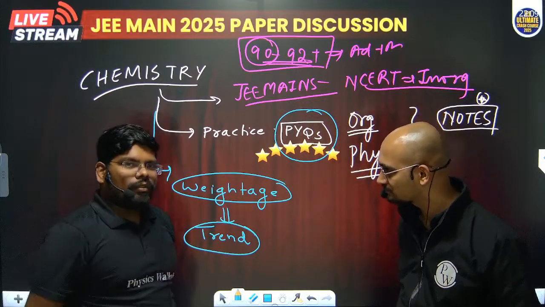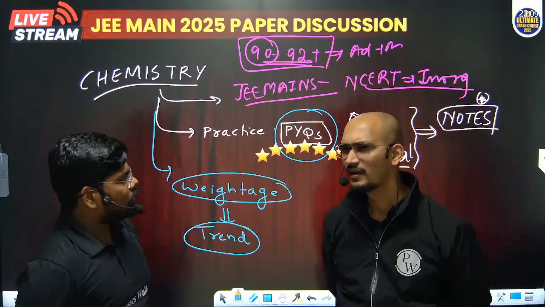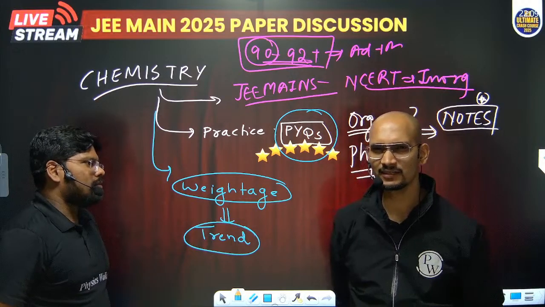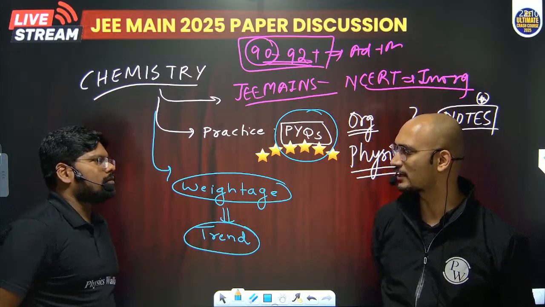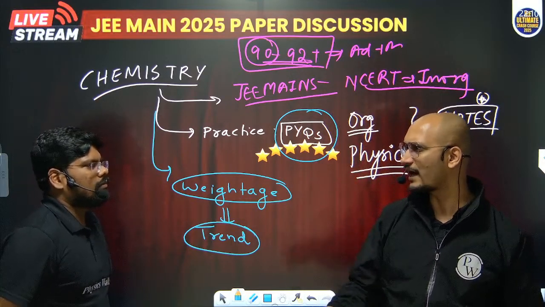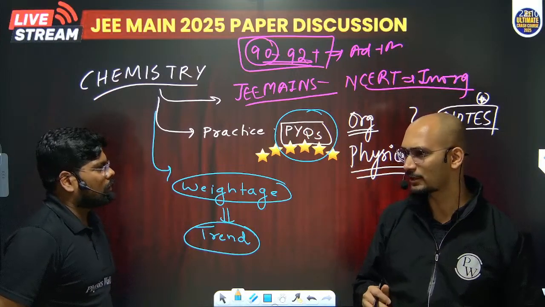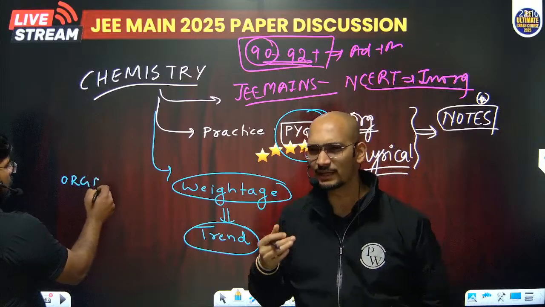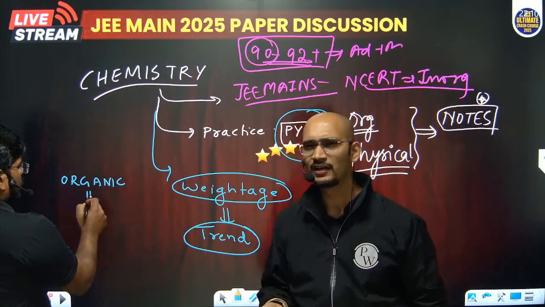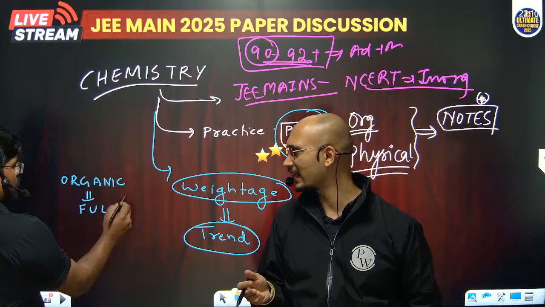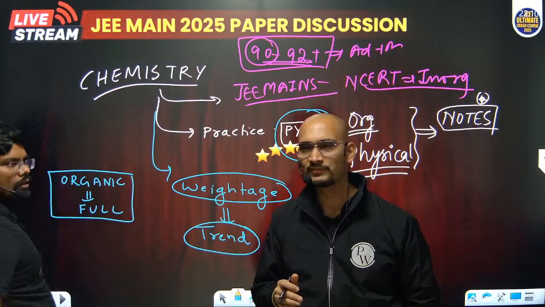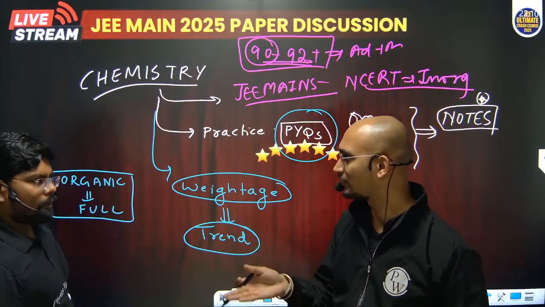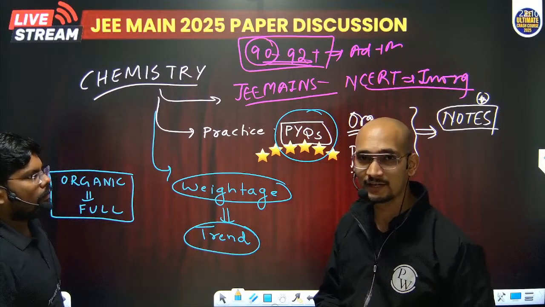So can the students afford to skip any chapters in chemistry? Yes, sir, there are some skippable chapters. In organic, I would not suggest skipping any chapter. In physical chemistry, this time I have not seen any good question, or any question, from equilibrium. Ionic equilibrium was there, but chemical equilibrium was not.